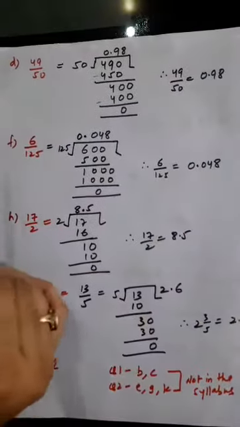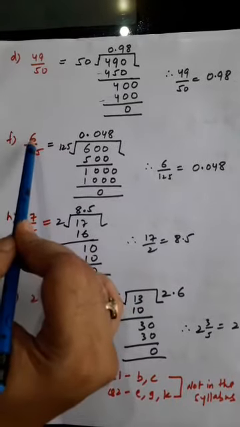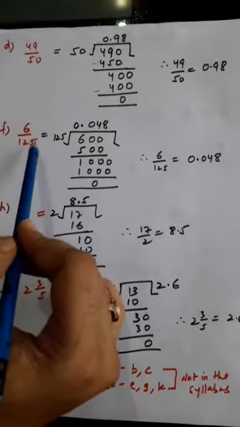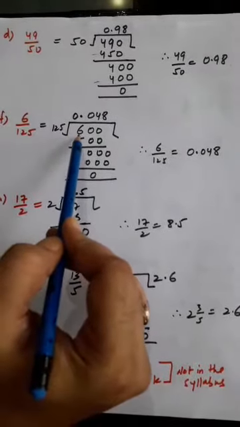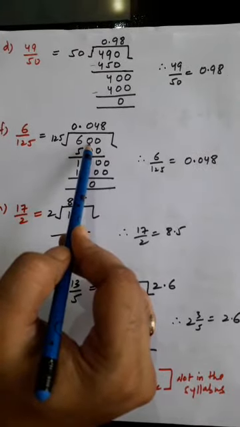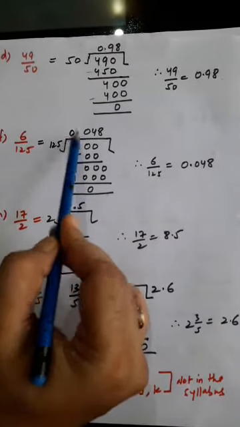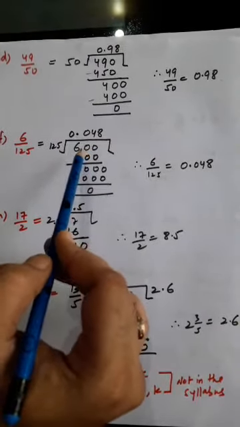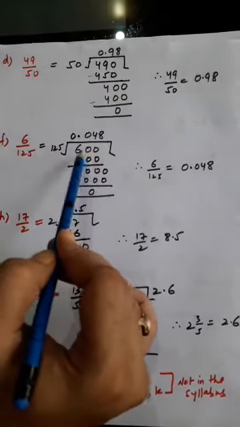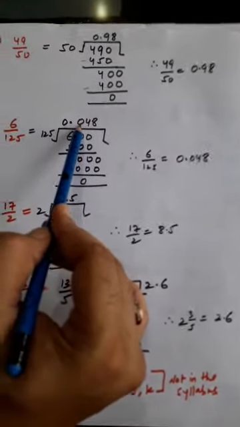Okay, F part students, 6 upon 125. Here students, you have to divide 6 by 125. Okay, so you see here students, 6 is less than 125. For that you have to put a 0 here, and for putting a 0 you have to put a point here. Okay, now you can see that again 60 is less than 125, so you put a 0. For that you have to put a 0 in the quotient also.